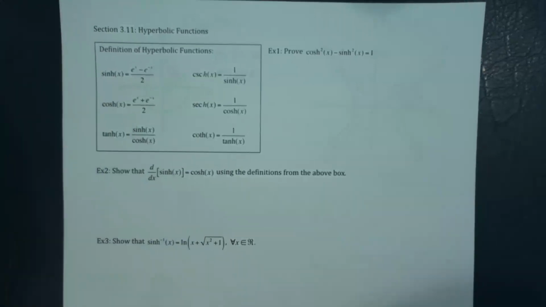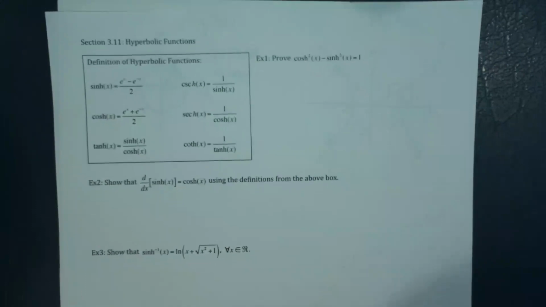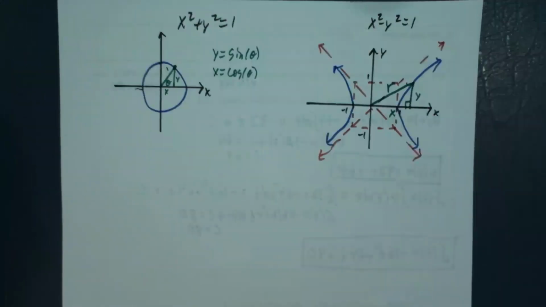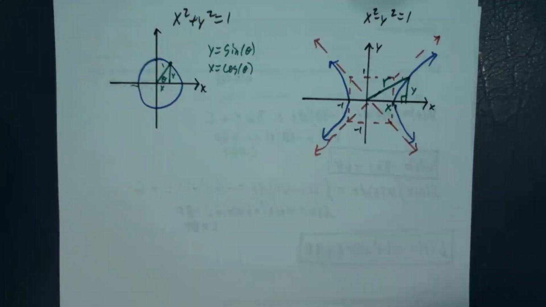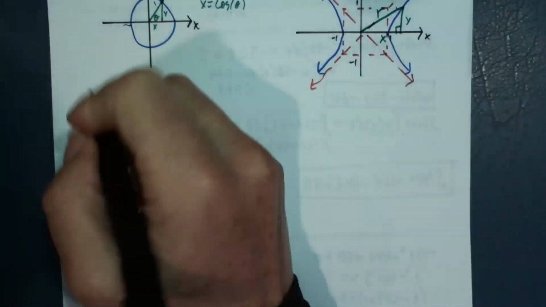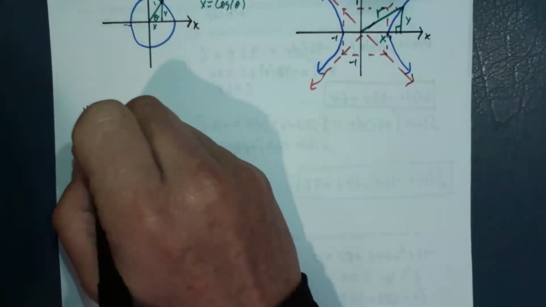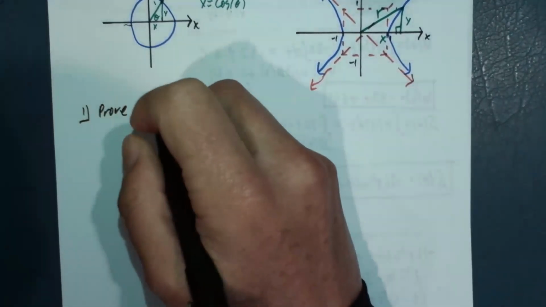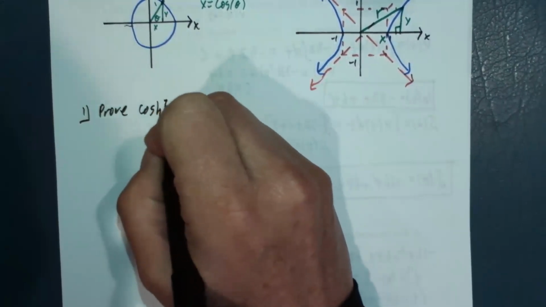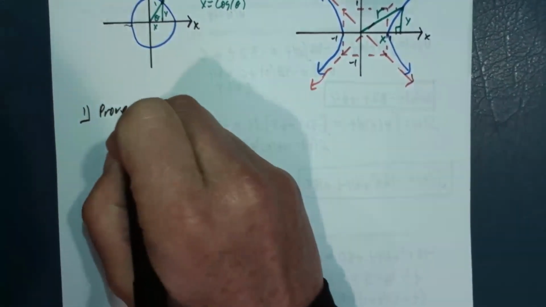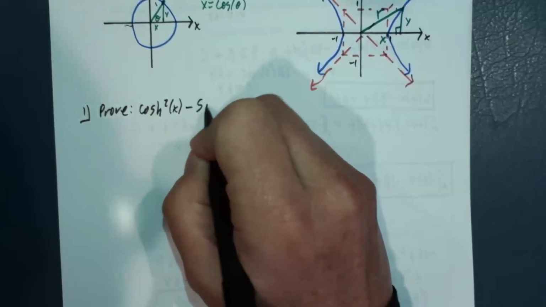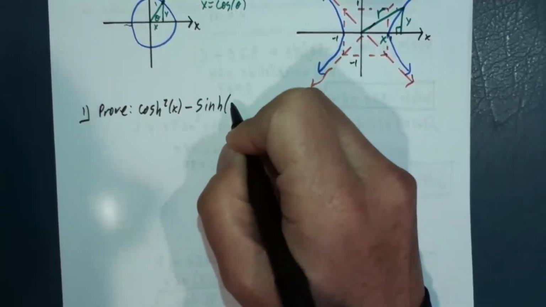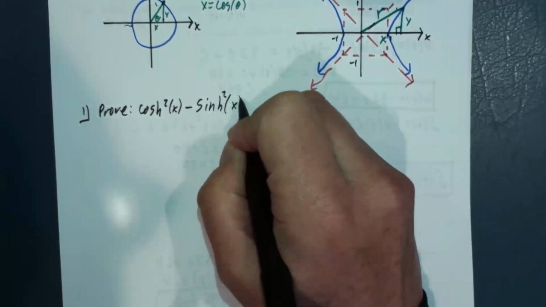I'm going to use not this paper here because there's not enough space, and I'm going to use this down here to walk through this. So let's talk about our first example. We're going to prove that cosh squared x minus sinh, or hyperbolic sine, squared x is equal to 1.